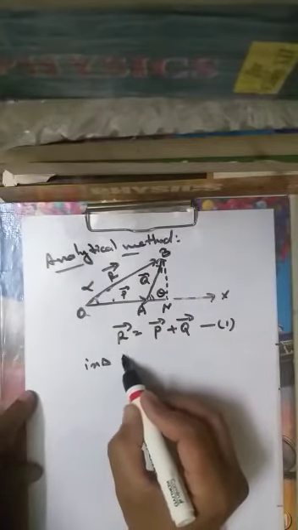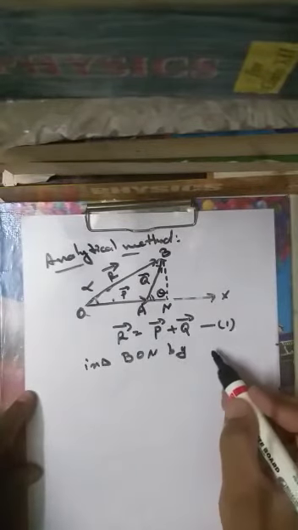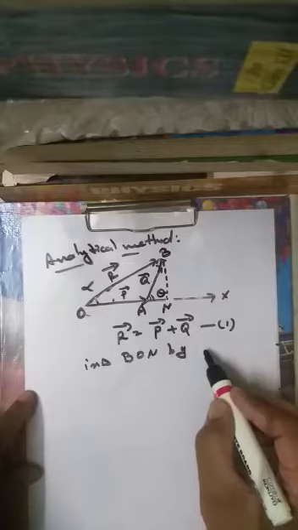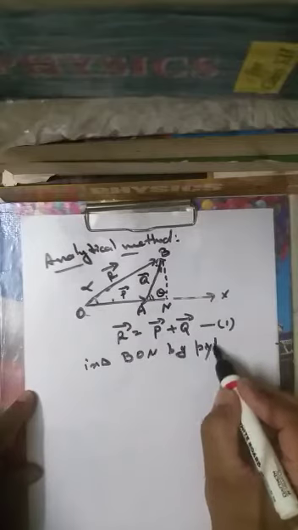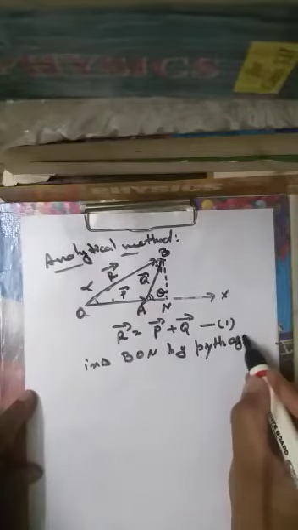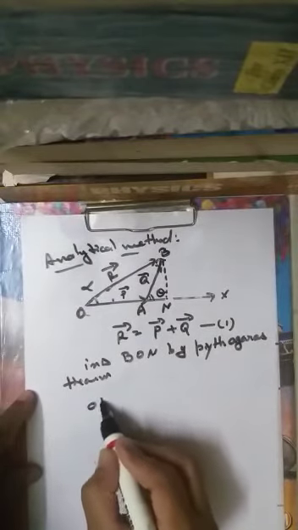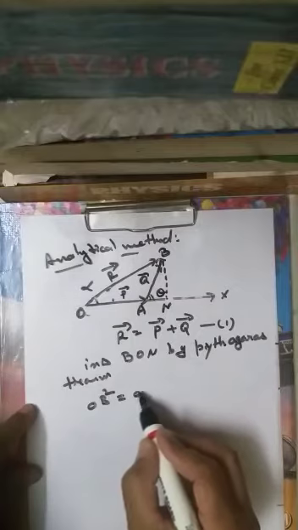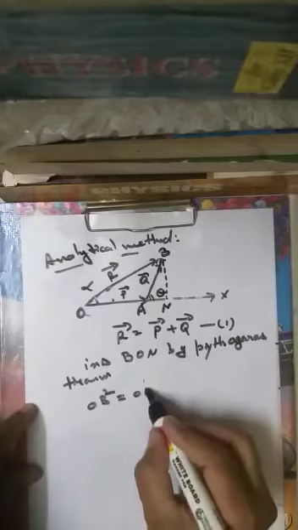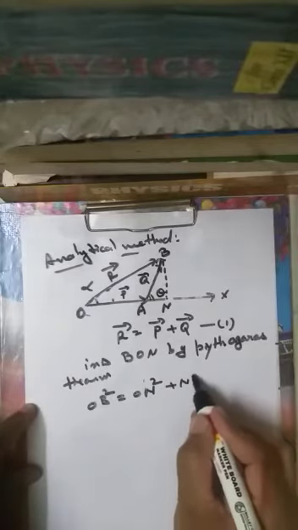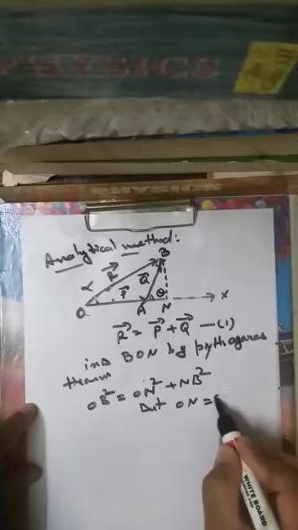In triangle BON, by Pythagoras theorem, OB square is equal to ON square plus BN square. But ON is equal to OA plus AN.